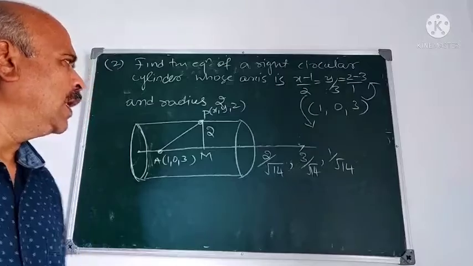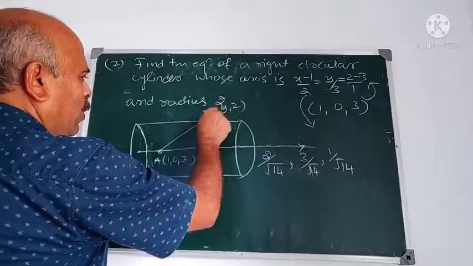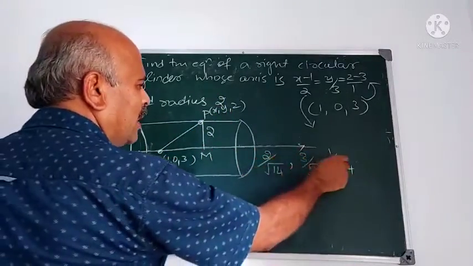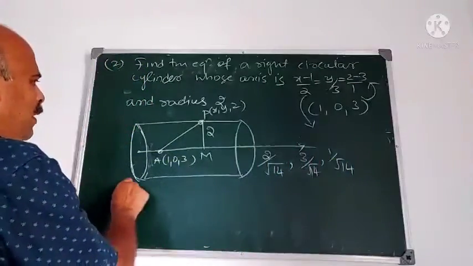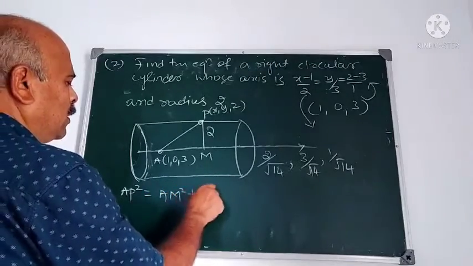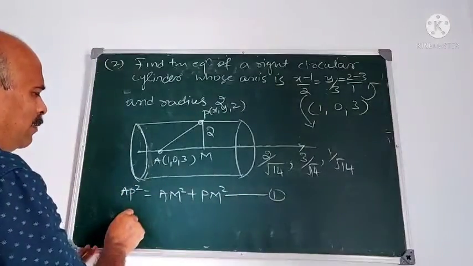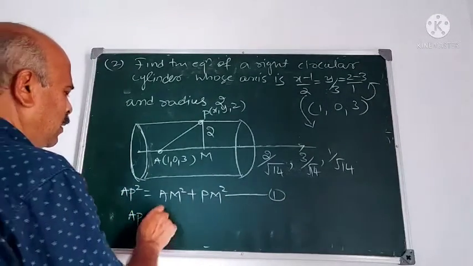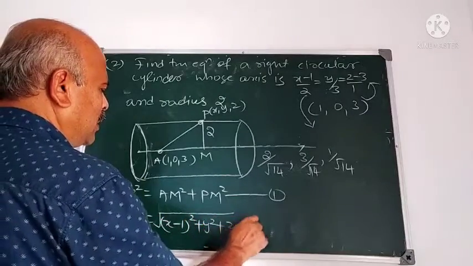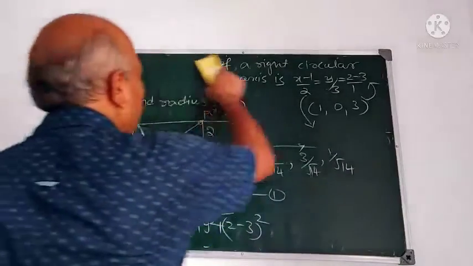Radius is 2. Again we use this one. P (x, y, z) is any arbitrary point. Draw PM perpendicular. A is (1, 0, 3); it lies on the axis. The direction cosines are these for the axis. AP square is AM square plus PM square. Take this as 1. And by the distance formula, what is AP? Square root of (x minus 1) square plus y square plus (z minus 3) square. This is AP. And how do you find out PM?